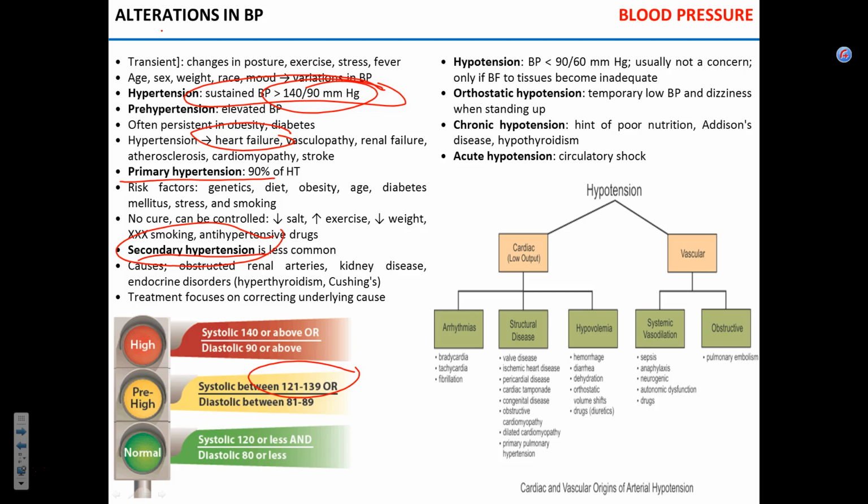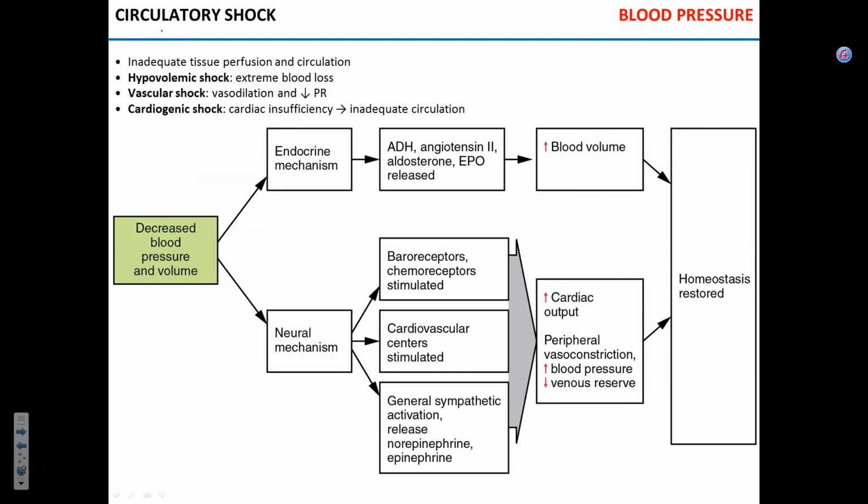Now, what can cause hypotension? Addison's, hypothyroidism, nutrition problem. Acute hypotension is usually due to shock. And shock, I'm going to focus on hypovolemia, low blood volume, vasodilation, or vascular obstruction. Now, this is actually a fascinating story. So first, it's basically an overall review of the regulation of blood pressure here.